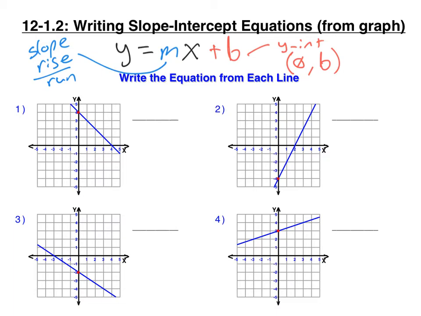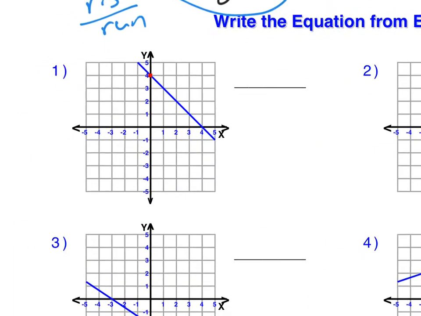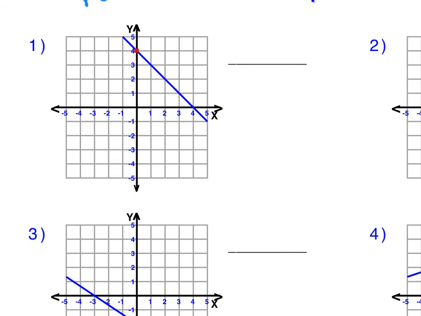So let's go to the first graph, number 1. Again, we're trying to make an equation: y equals something times x plus something. So let's first identify our y-intercept. What's our y-intercept? (0, 4) is our y-intercept. Here's our y-intercept. Does that go next to the x or after the x? After, right there. So positive 4, plus 4.